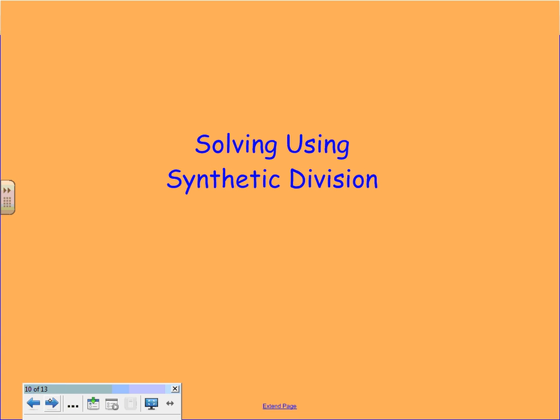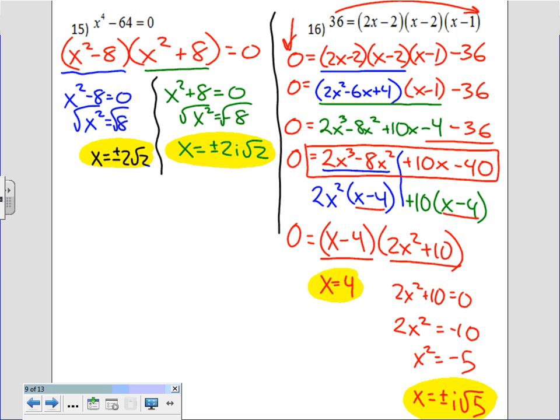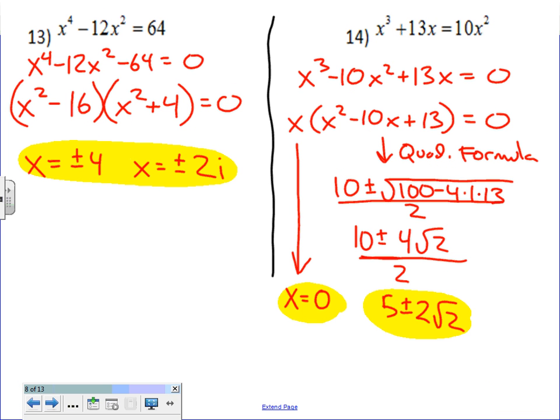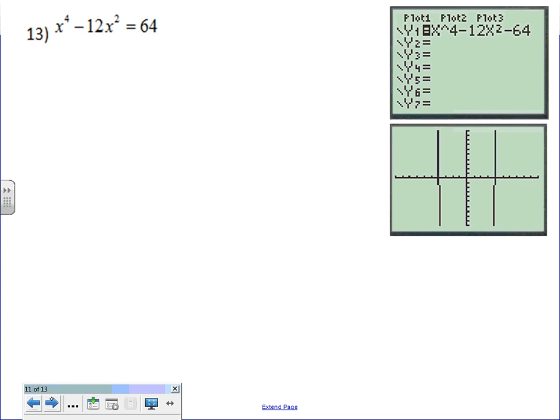Okay, what I want to move on to now is solving using synthetic division. So what we're going to do is look at problem 13. Now again, looking back at it, notice we have positive negative 4 and positive negative 2i. And we solved it by factoring. I'm going to show you how to do it with synthetic division. Let's say you didn't pick up on the factoring portion.